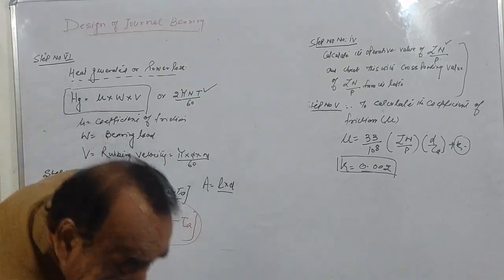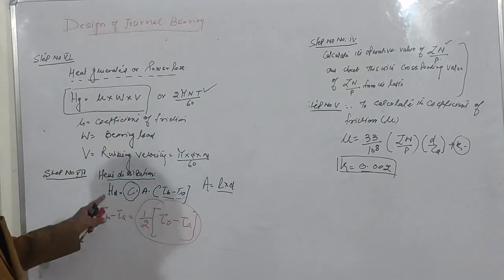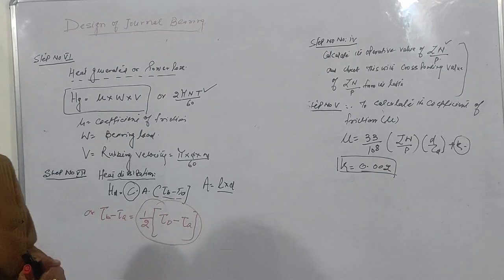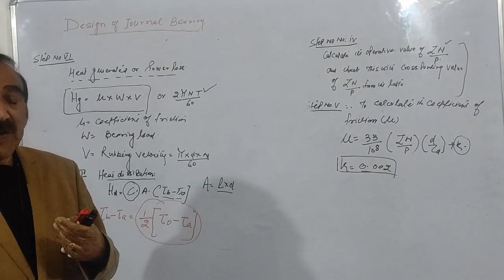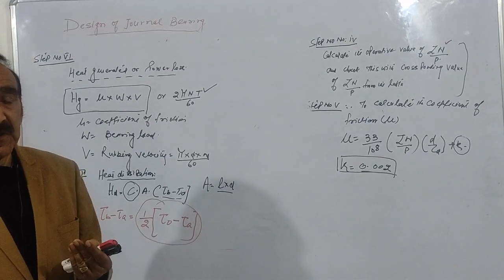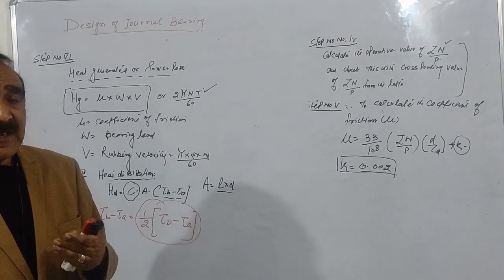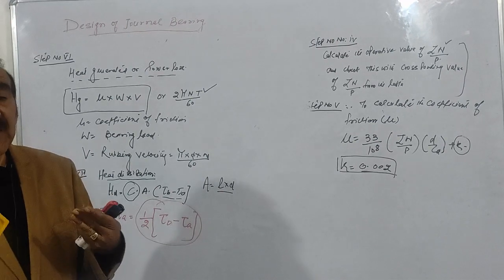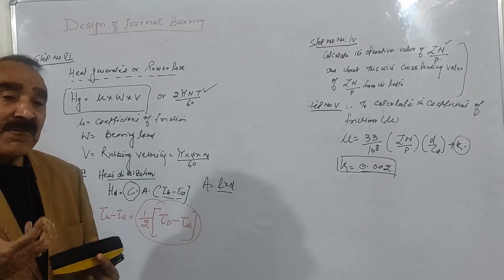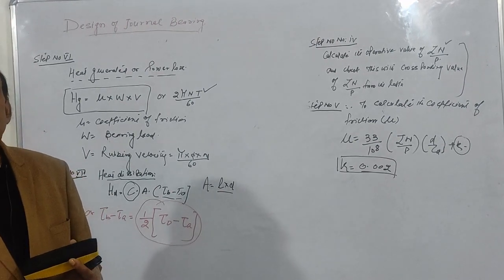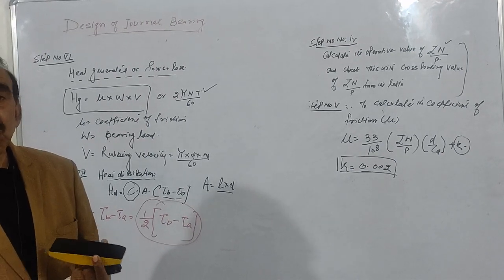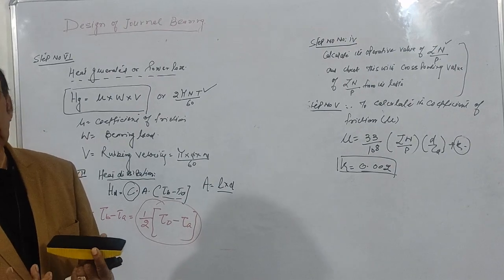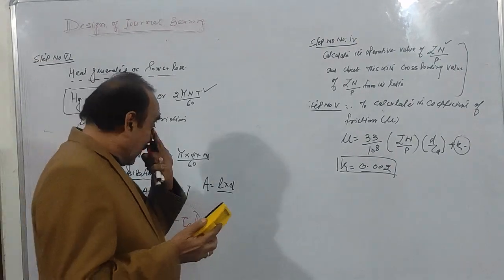Next step is the mass of the oil. Mass of the oil required to absorb the heat generation. Now what we have to calculate is how much mass of oil we need to absorb the heat that was generated, the quantity of the mass of the oil used, and that you have to calculate.